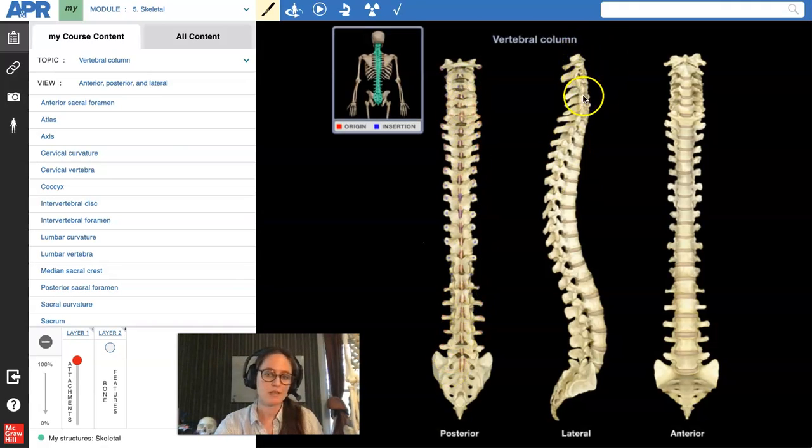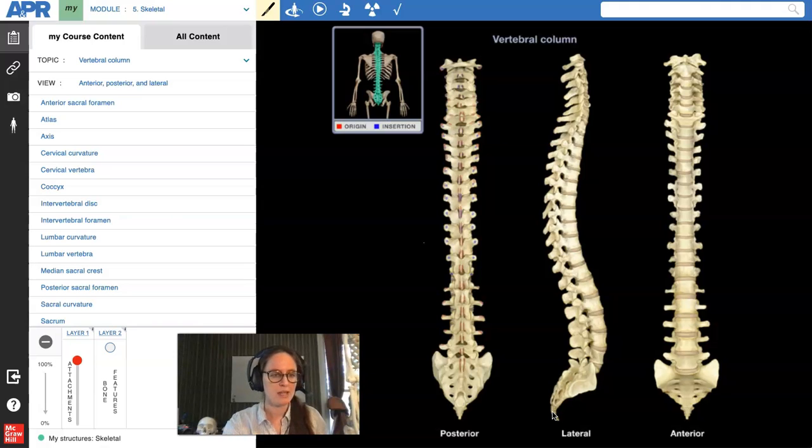You do have 7 cervical, 12 thoracic, and 5 lumbar vertebrae, followed by the sacrum, which evolutionarily, developmentally started as 5 vertebrae, which then fused together into one structure, as well as the coccyx, which is actually usually 4 fused vertebrae. I say usually because there's actually some individual variations. Some people have more, some people have less.